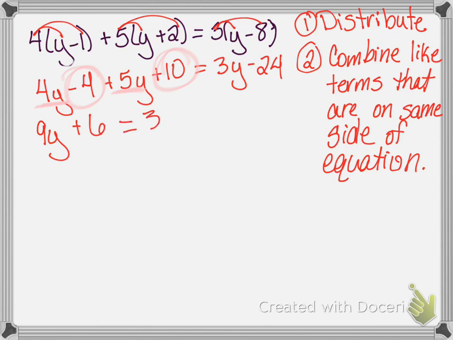So I haven't dealt with the right-hand side of my equation at all because I didn't have any like terms over here to combine. 3y and negative 24 are not like terms. So I only dealt with the like terms that were on the left-hand side of my equation.